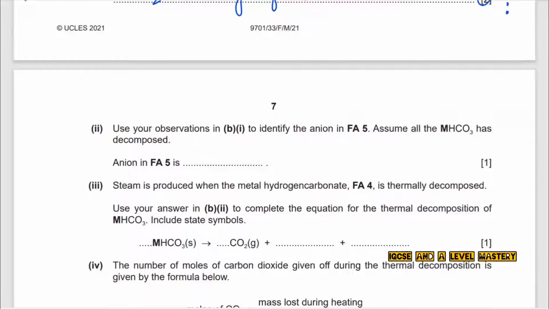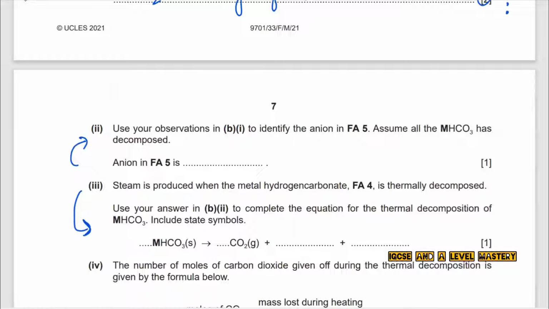Now, use your observations in B1 to identify the anion in Fa5. So assume all metal hydrogen carbonate has decomposed. For this question, we have to know how the decomposition of metal hydrogen carbonate takes place. So first, we'll try to do this question and then come to the second question.